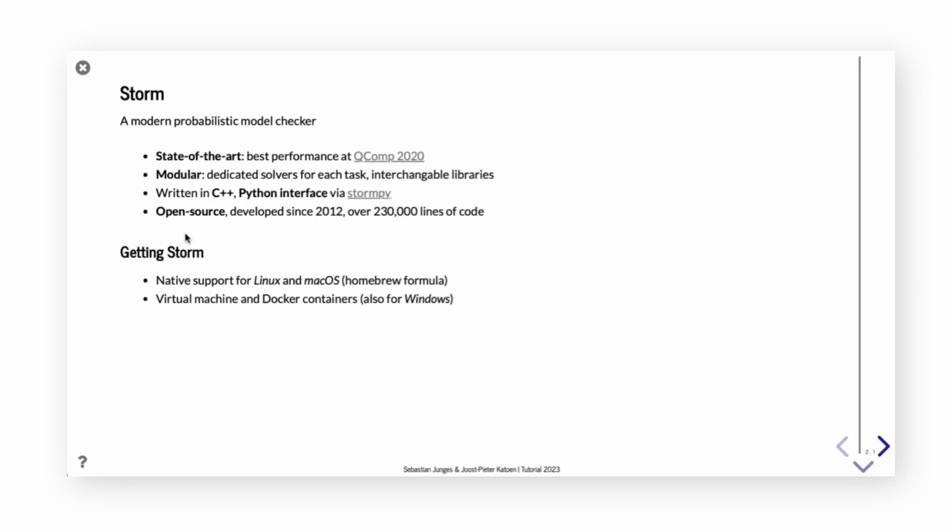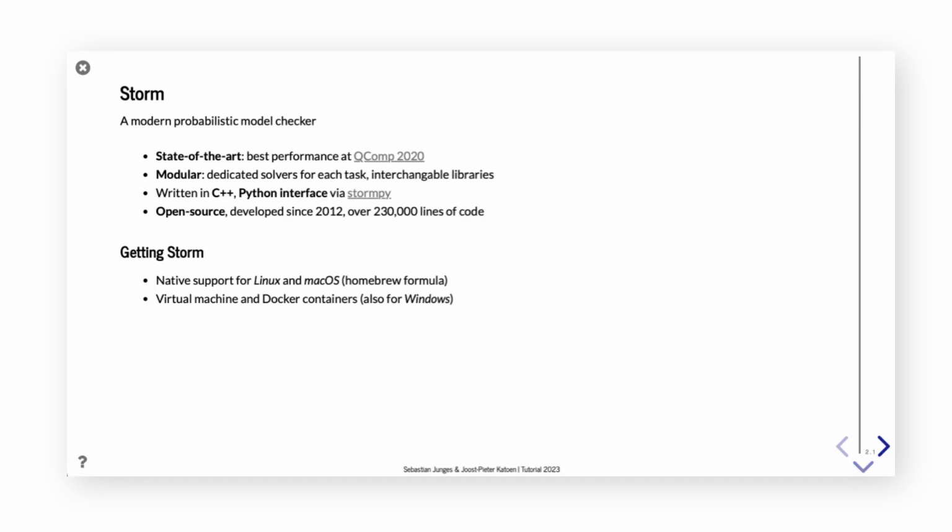So Storm is a modern probabilistic model checker. It's state of the art. It's very modular. I already alluded to that a little bit. You can use different solvers for each task. You can exchange the libraries. It's a C++ library, but we have a Python interface, and we'll also go into that Python interface later in this hands-on session. It's open source.